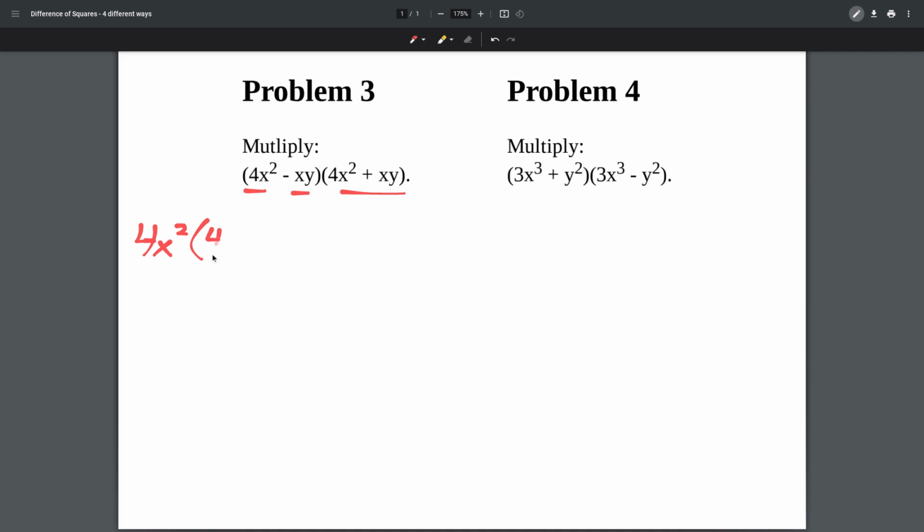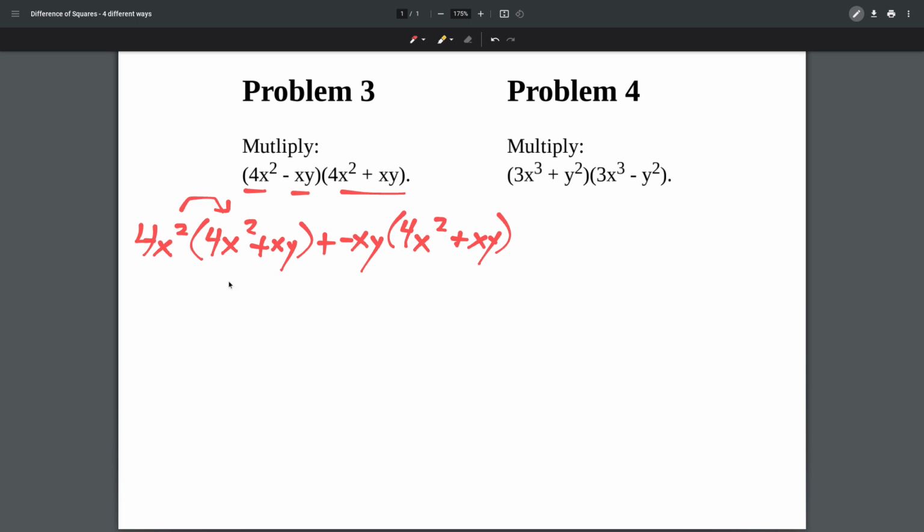So 4x squared plus xy. And then we have plus, I'm going to do plus negative xy. So plus negative xy, which is the same as minus xy, times 4x squared plus xy. Okay, so now we just distribute.